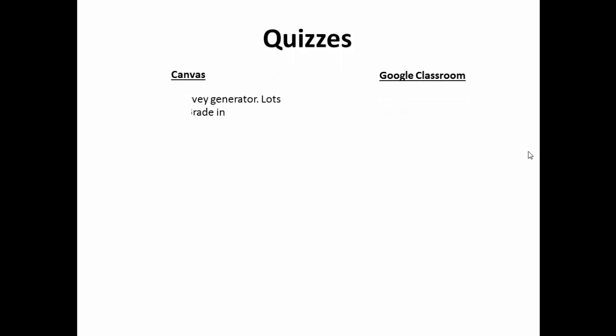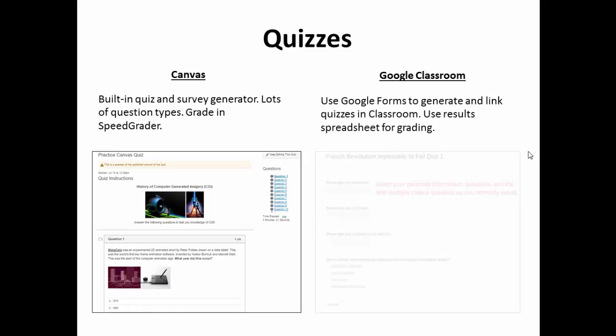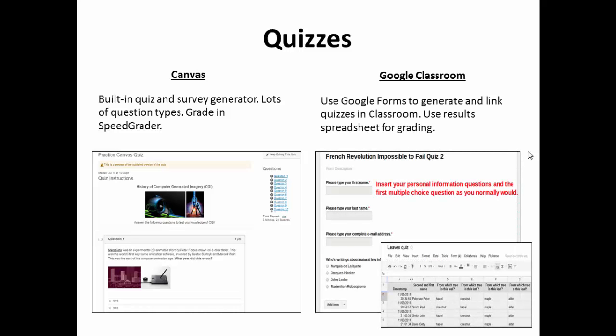Both of these programs have very good quiz generation features. Canvas again has its built-in quiz and survey generator, with lots of question types. Again, you can grade them in the SpeedGrader option, and also view your results in a variety of different formats. Google Classroom uses Google Forms to generate your quizzes and surveys for your classroom, and your results will show up on a spreadsheet, and you can also view your results in various graph forms as well.